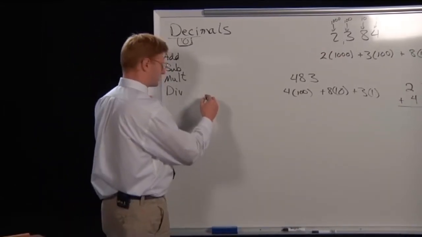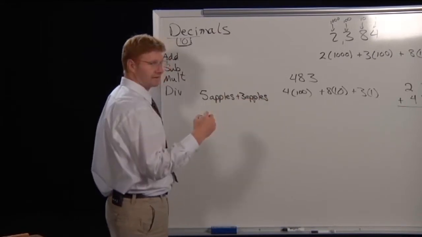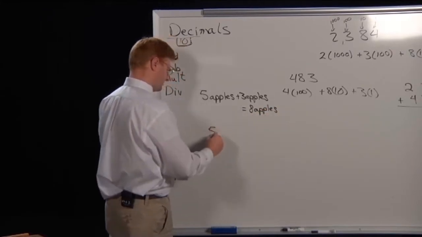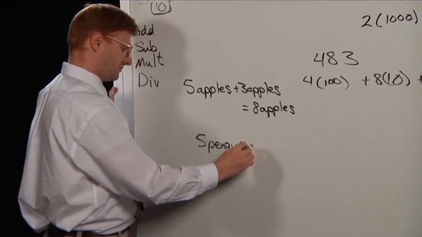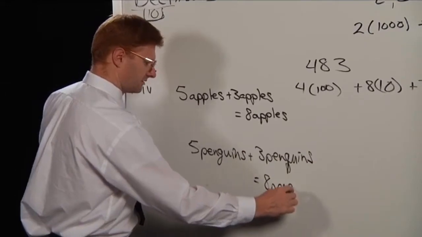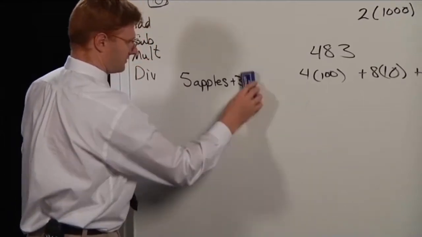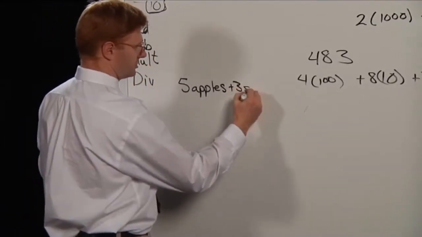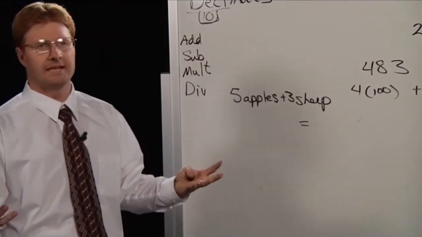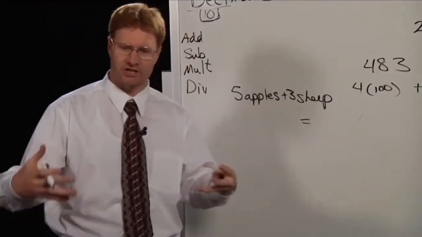I'm going to ask you a couple of questions. You have 5 apples plus 3 apples. You get what? Obviously, you got 8 apples going on. Okay? You have 5 penguins plus 3 penguins. You have 8 penguins. Now, the real question. What if I have 5 apples and 3 sheep? 5 apples plus 3 sheep is 8 what? We don't know. You have 5 apples and 3 sheep. You can't add things that aren't alike.